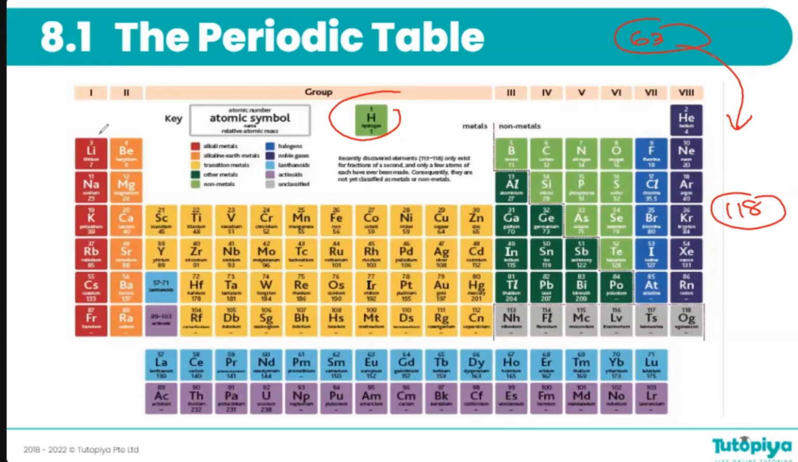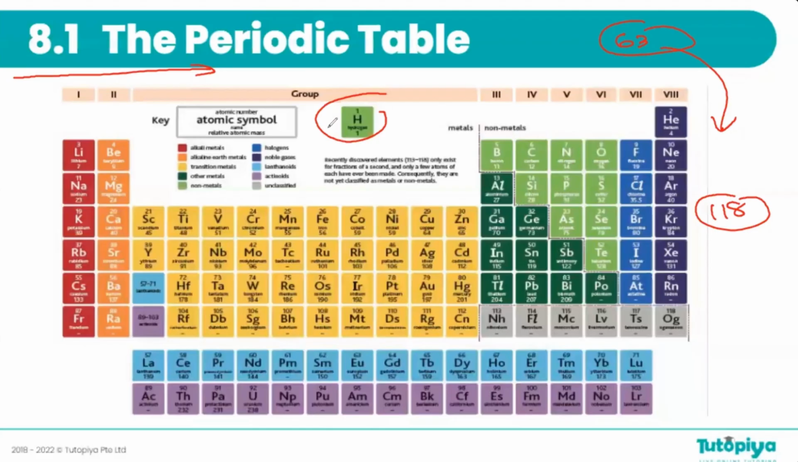Now, when he arranged the elements according to the proton number order, he realized that after a number of elements, the next element has a similar property to one other he saw before. So this is why the periodic table is not just one row of elements. It has rows and columns, such that each column has elements with similar chemical properties. We will learn more about it in the coming slides.